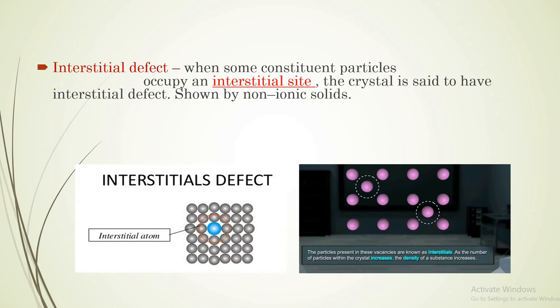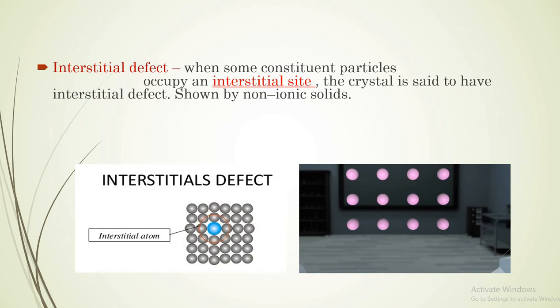Now moving ahead with the interstitial defect. When some constituent particles occupy an interstitial site, the crystal is said to have interstitial defect. This is generally shown by non-ionic solids. You can see it in the picture also. The constituent particle at one particular site is missing, and this is the interstitial defect. Let us understand it by one video.